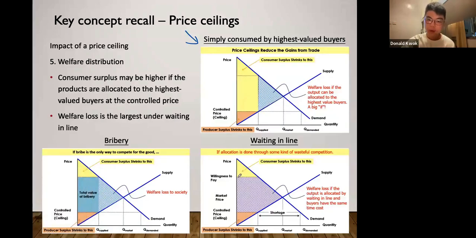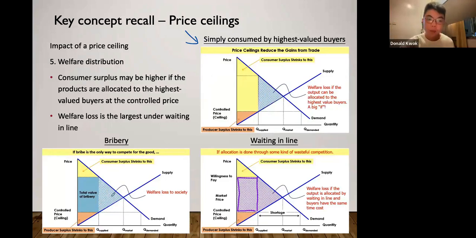Why? What matters is this purple rectangle in the middle. Under waiting in line, this purple rectangle is the total value of wasted time. And no one can gain the value of wasted time, so the total value of wasted time is counted as part of the welfare loss. But under the other two allocation methods, highest value buyers and bribery, there must be someone who can get this purple rectangle, either the consumers in the first allocation method, or the bribe receivers under bribery. This is why the welfare loss is the largest under waiting in line.